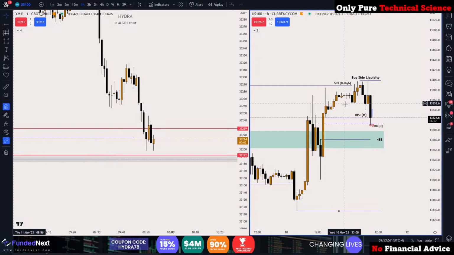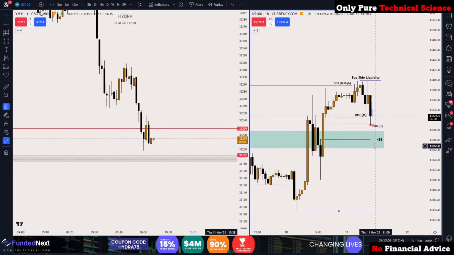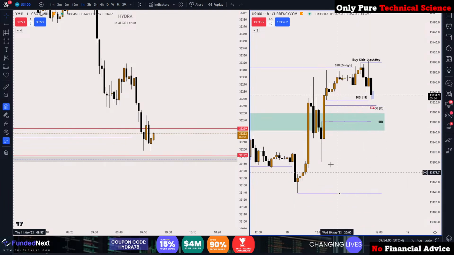If price is not stopping after coming down here, if it does come down here, if it's not stopping, we can expect to see price providing more sell side liquidity.